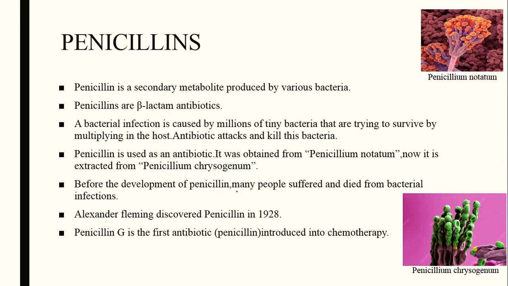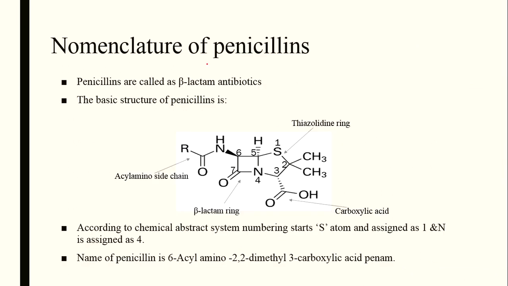Before the development of penicillin, many people suffered and died from bacterial infections. The scientist Alexander Fleming first discovered penicillin in 1928. He also got the Nobel Prize for his discovery. Penicillin G is the first antibiotic, the first penicillin, introduced into chemotherapy. We'll see the nomenclature of penicillins, how the structure of penicillin has been designed.